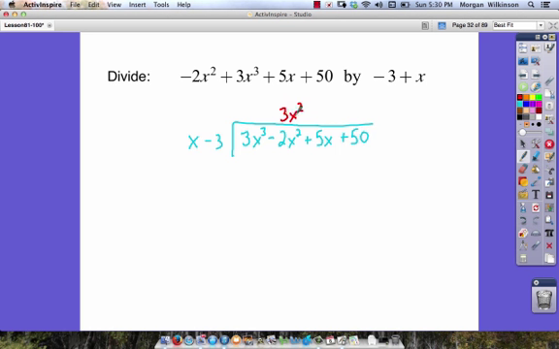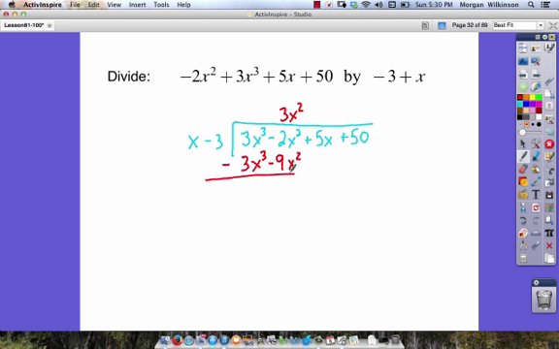X times 3x squared is going to give us 3x to the third power. Now remember, in long division we always subtract. So 3x to the third minus 3x to the third is going to cancel out. It's going to be equal to 0. Then we need to figure out what comes next. So then we have negative 3 times 3x squared. That's going to give us negative 9x squared, because negative 3 times 3 is negative 9 and negative 3 times x squared is x squared.